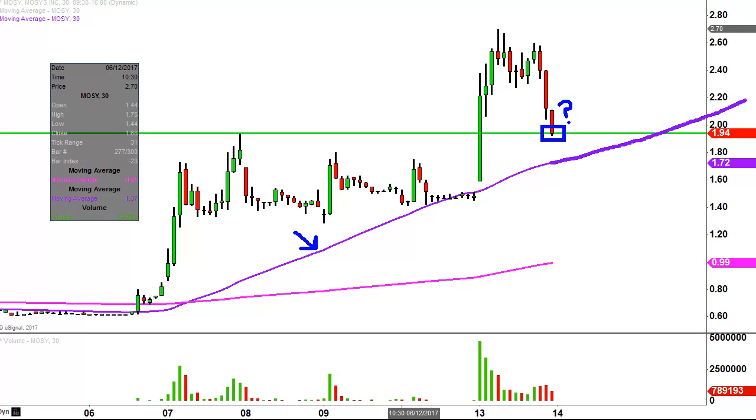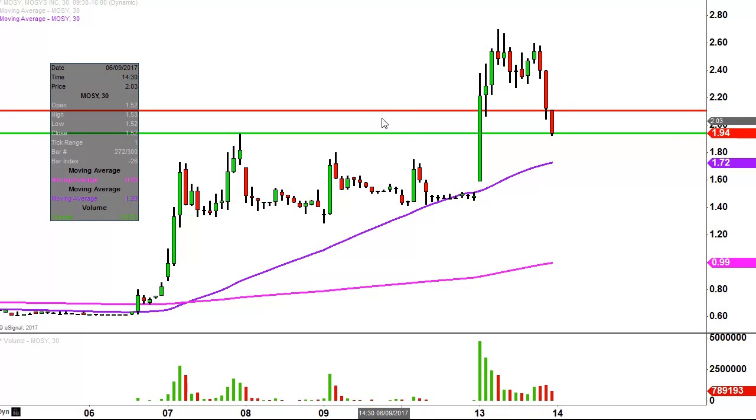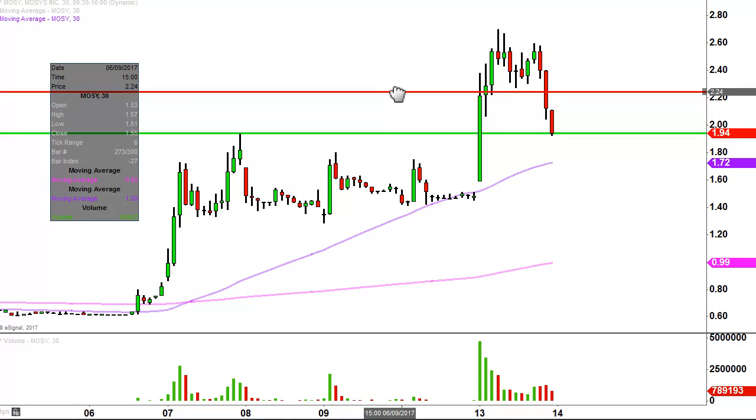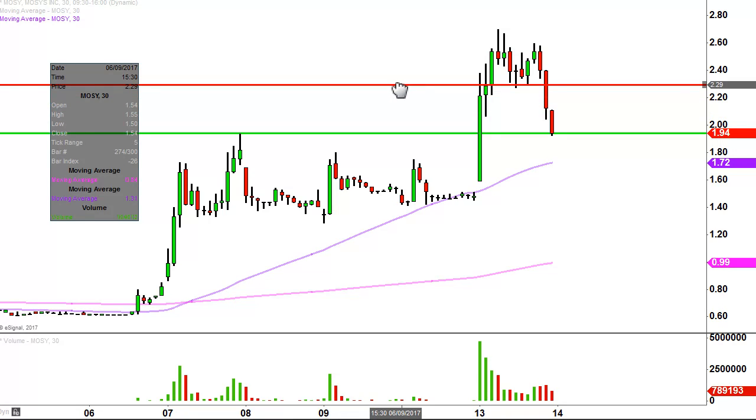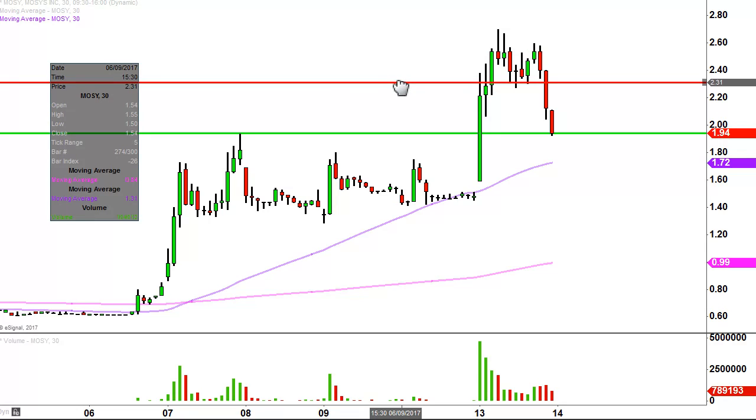Now, what about areas of resistance? If this starts to head back up, where are some of these battlegrounds at? The level I'm going to focus on right now is going to be the former area of support from today. So that's right up there at $2.30. So on any sort of bounce, 230 is going to be that initial area.